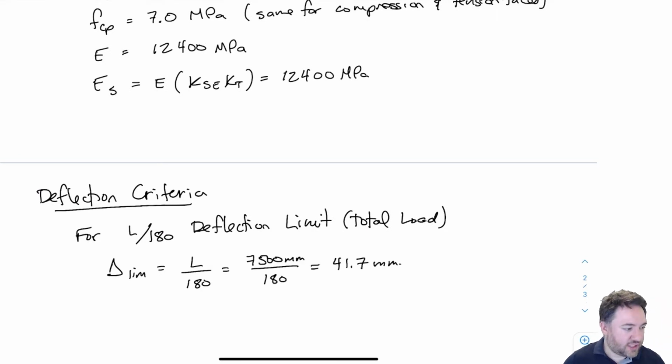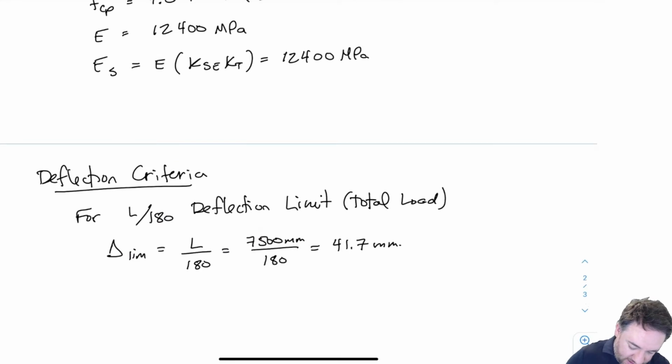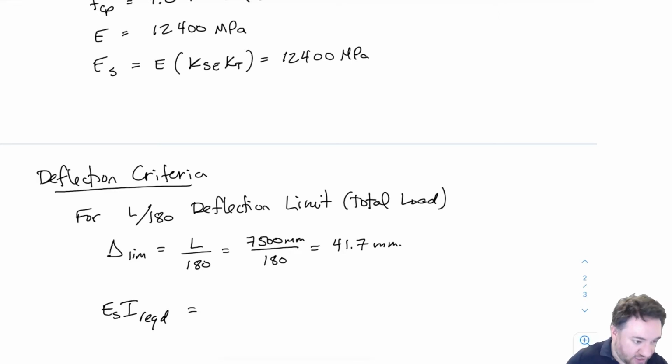Okay, so here's my deflection criteria of L over 180 for the total load. And I get here L divided by 180, L is 7,500 millimeters, and I get 41.7 millimeters. So that's the maximum deflection that my beam can undergo, according to the requirements of the standard. So then I'm going to calculate, just like before, my ESI required, which is just a rearrangement of my deflection equation for a simply supported beam with uniform load.